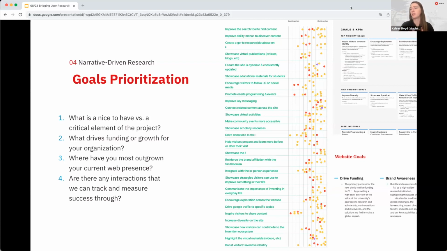So we might ask questions like, what is nice to have versus a critical element of the project? What drives funding or growth for your organization? Where have you most outgrown your current web presence? Are there any interactions that we can track and measure success through your analytics? And so we might use tools like dot voting, which you'll see now, hopefully you can see my cursor, and we are using that to facilitate a voting session to establish relative priorities across the scope of the project. From there, we really begin to refine how we document the project's direction, again, through Figma tools and through clear documentation at the end of the project, as you're seeing in the bottom right.